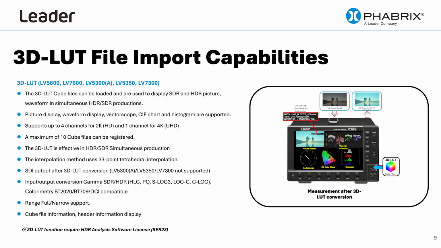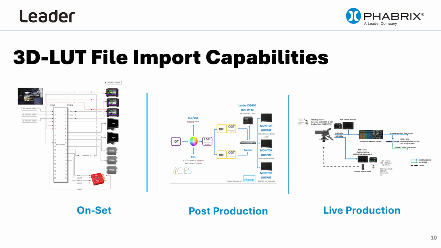Leader software release version 7.5 for the Leader ZEN Series waveform and rasterizer test and measurement products features the ability to import a 3D LUT and analyze using picture, waveform and vector scope display with the SER23 HDR software license enabled. The 3D LUT import capabilities of the Leader ZEN series will significantly simplify both on-set, post-production and live production workflows where both SDR and HDR are part of the daily production.